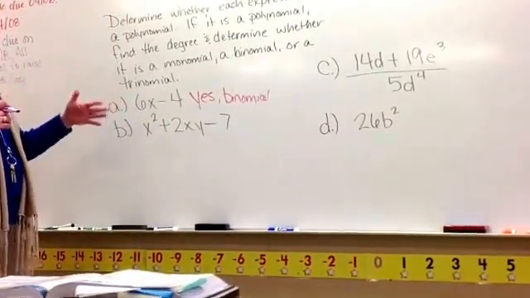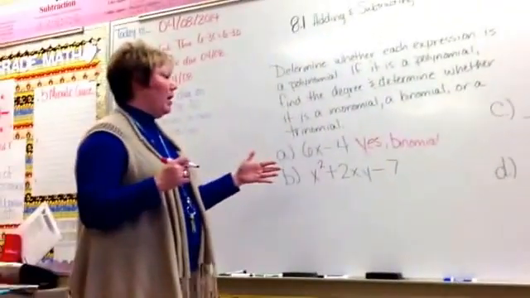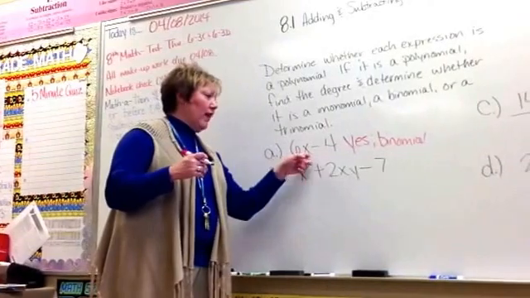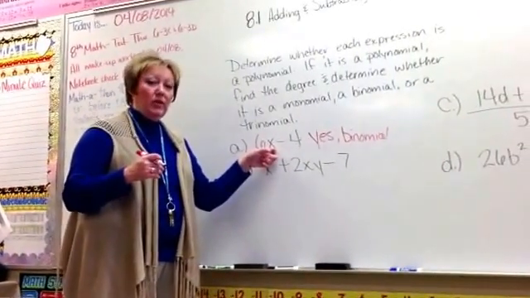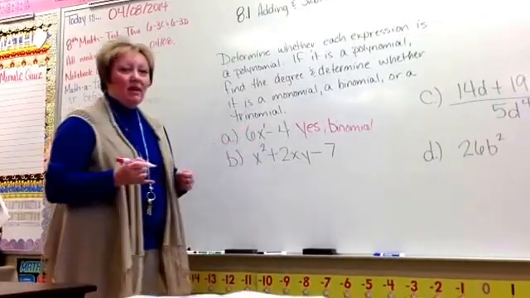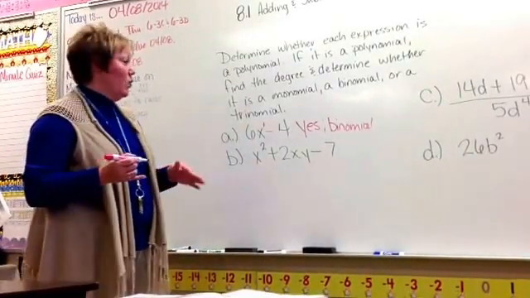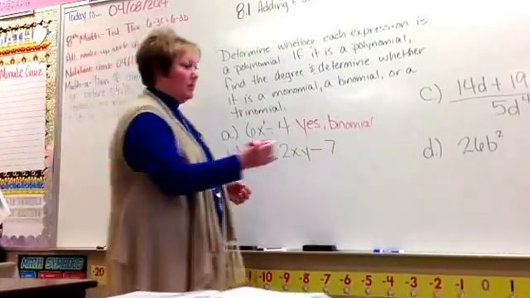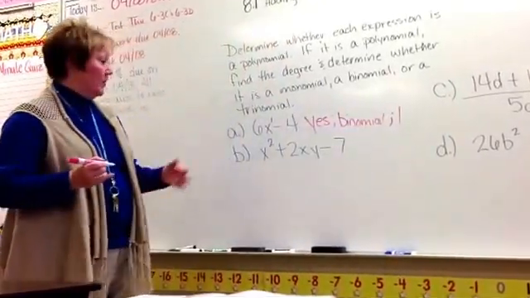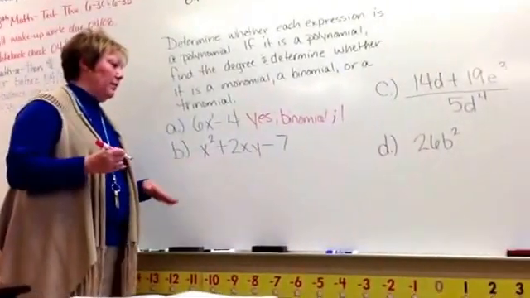Now let's talk about the degree. We're going to find the degree of the polynomial here. You want to look at the variable, and you want to look at the exponent of the variable. Although we don't see it, that exponent is 1. So the degree of this polynomial is 1. And let's move on to the second problem.